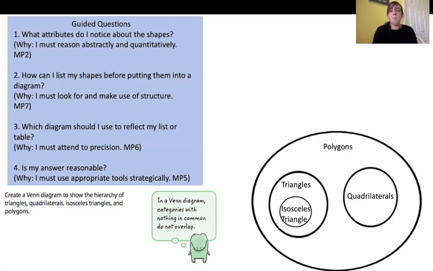And it is reasonable because I was able to show polygons as the most general. I was able to then show that a triangle and quadrilateral are both types of polygons. And then I was able to even more specifically show that an isosceles triangle is a type of triangle, which also fits into that general polygon, okay? So we're going to go through at least one more example, and I want you really thinking through these guided questions. In just a few moments, I'm going to have you work on your packet using the guided questions.